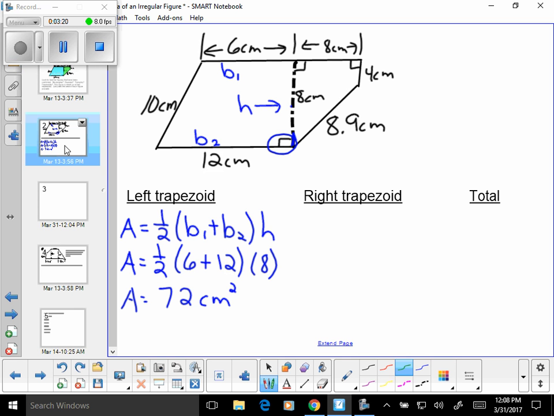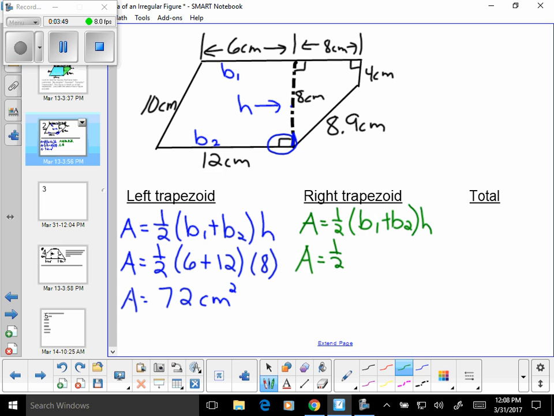Now if you remember on the diagram that I did first, I highlighted the right-hand trapezoid in green, so I'm going to switch to a green marker. Again, I have to write down my formula. That's pretty much a given for all of these problems, to make sure you write your formulas down. Now here, you've got to be careful. You have to ignore that left-hand trapezoid and look just at the right-hand trapezoid.